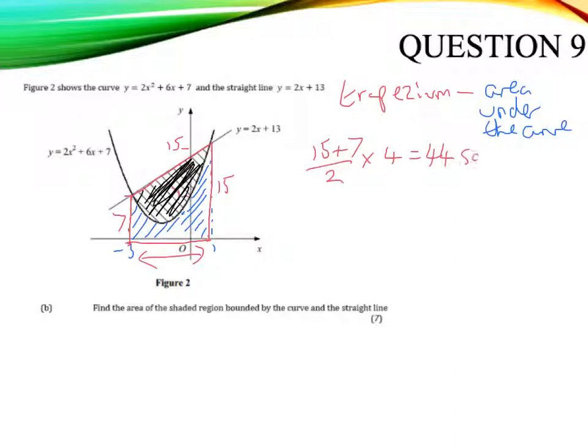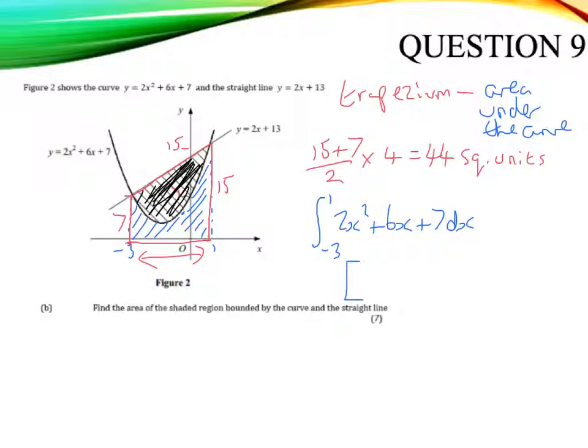So 44 square units. Right, now let's do the area under the curve. The area under the curve, the blue section, we can find by integrating the quadratic between -3 and 1. And we've got 2x squared plus 6x plus 7 with respect to x.